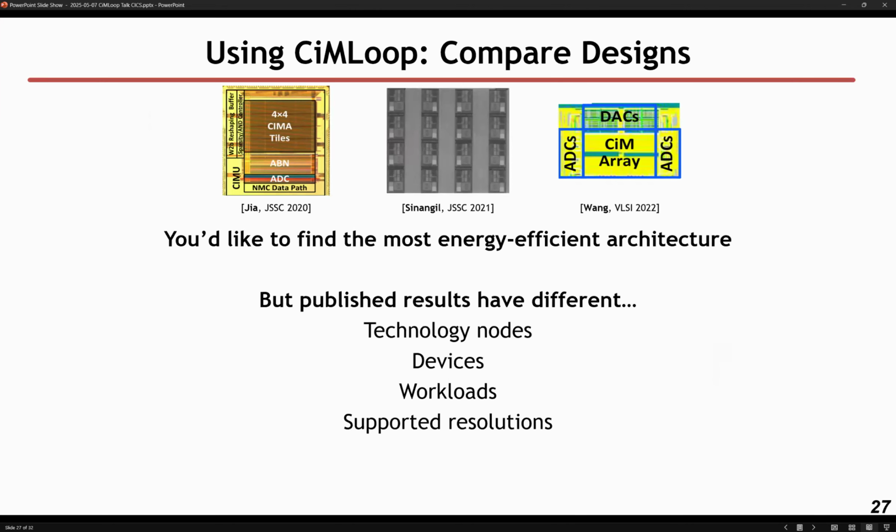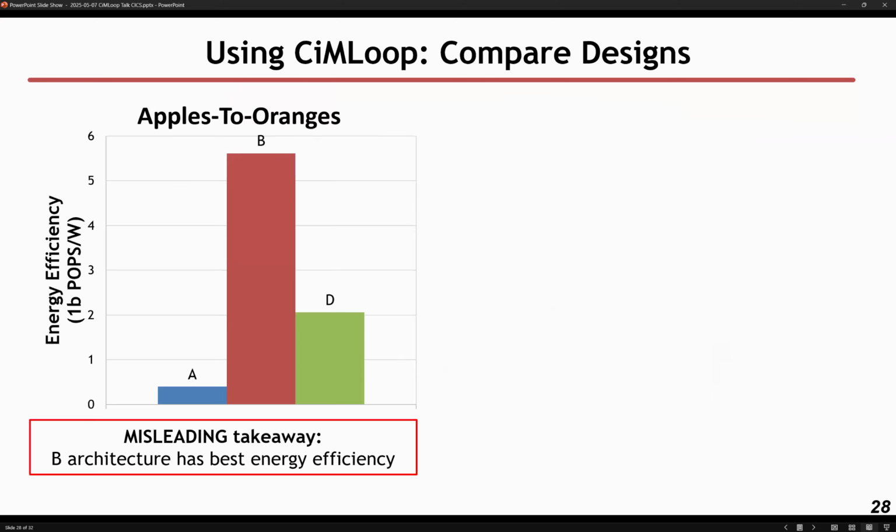Now, finally, we have a fast, accurate, and validated framework. Let's go back to our question from before. We have 3 different published macros, and we'd like to find which one has the most energy efficient architecture. Published results have a lot of different choices, so we can't compare them directly. If we did compare them directly, we could just look at the results from their papers. They report their energy efficiency in teraops per watt or petaops per watt. Doing this would be an apples to oranges comparison. It wouldn't be fair because it has all of these different factors.